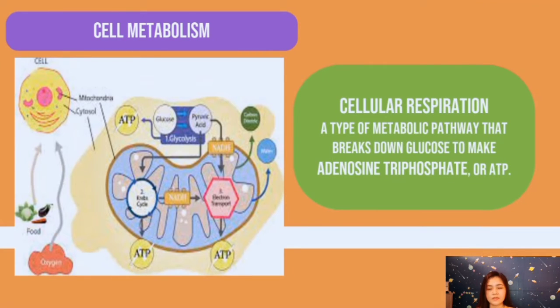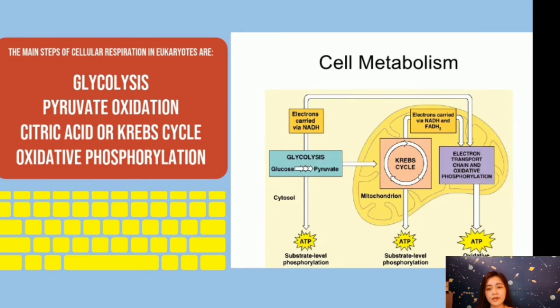Cell metabolism. Cellular respiration, a type of metabolic pathway that breaks down glucose to make adenosine triphosphate, or ATP. The main steps of cellular respiration in eukaryotes are glycolysis, pyruvate oxidation, the citric acid or Krebs cycle, and oxidative phosphorylation.